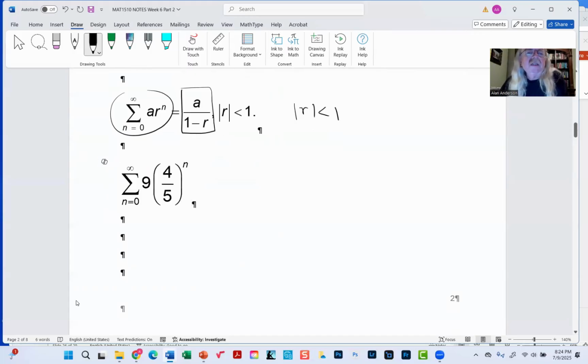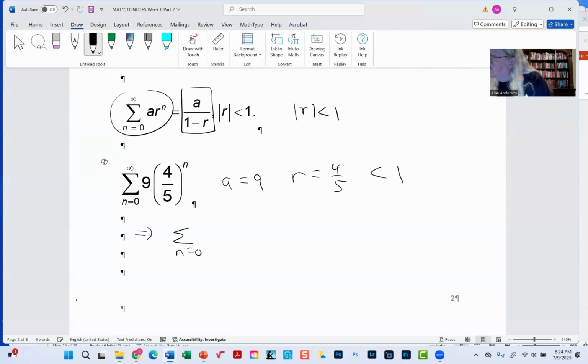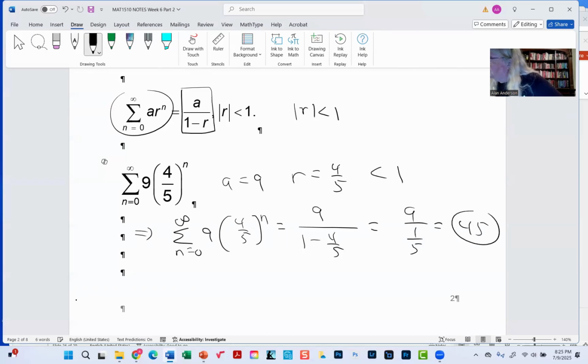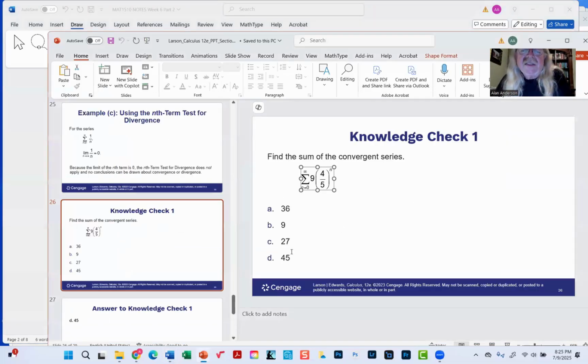So here you can see that the way this is written, A would be the 9 and R is 4/5, which is of course less than 1. So that implies the sum is equal to A, which is 9, over 1 minus 4/5. And of course, that's equal to 9 over 1/5, which is 45. All right, so that's D.